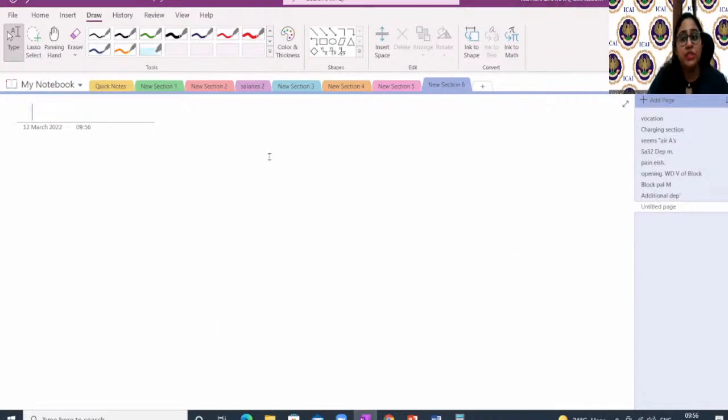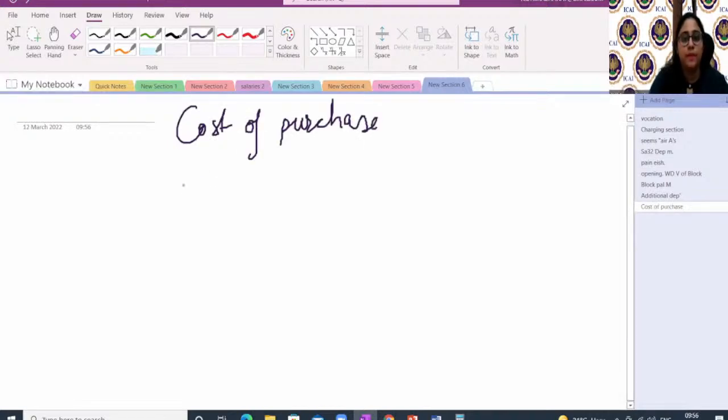ये तो हमने क्वेश्चन ही नहीं किया खुद से, राइट. सो व्हाट वुड बी द कॉस्ट? ऑब्वियसली द कॉस्ट ऑफ परचेज ऑफ एसेट, cost of purchase of asset plus installation charges if I'm paying any installation charges which I'm paying.